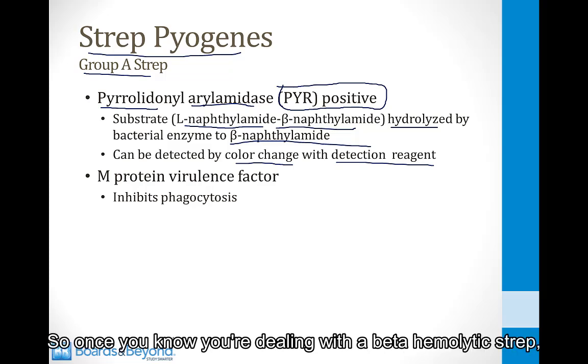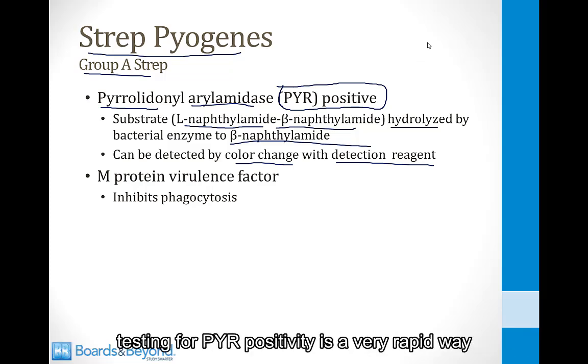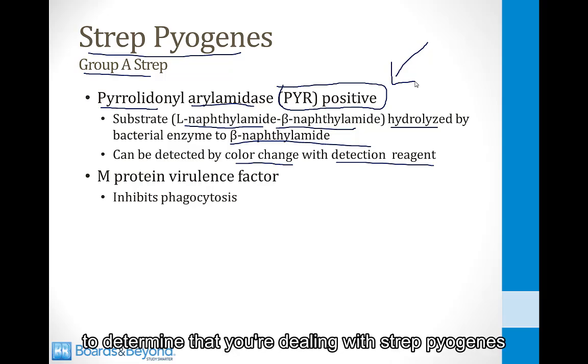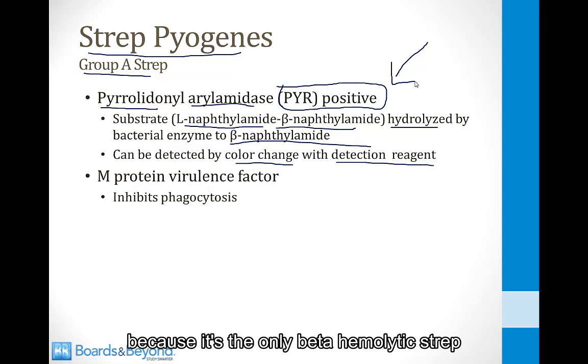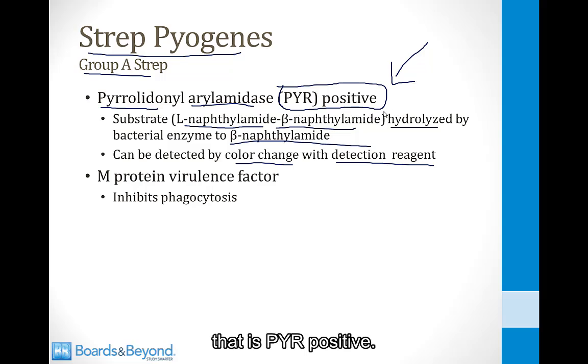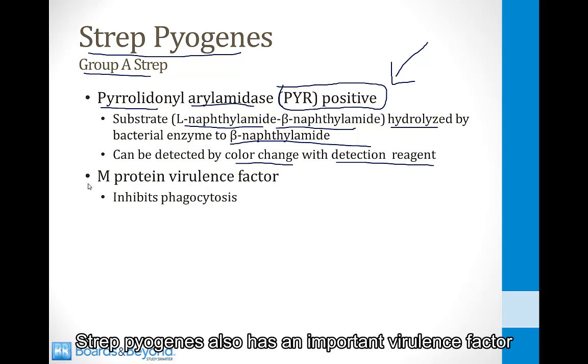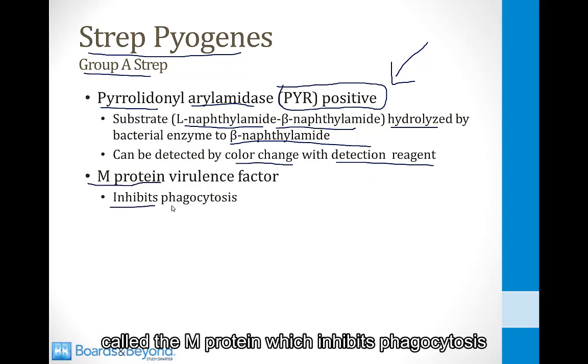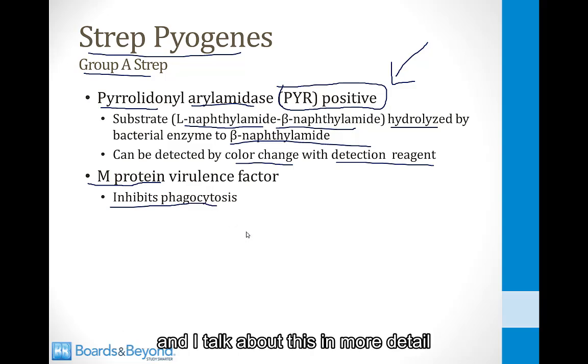So once you know you're dealing with a beta hemolytic strep, testing for PYR positivity is a very rapid way to determine that you're dealing with strep pyogenes because it's the only beta hemolytic strep that is PYR positive. Strep pyogenes also has an important virulence factor called the M protein, which inhibits phagocytosis, and I talk about this in more detail in the module on virulence.